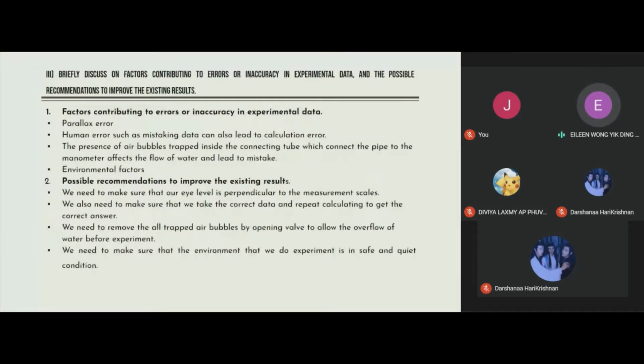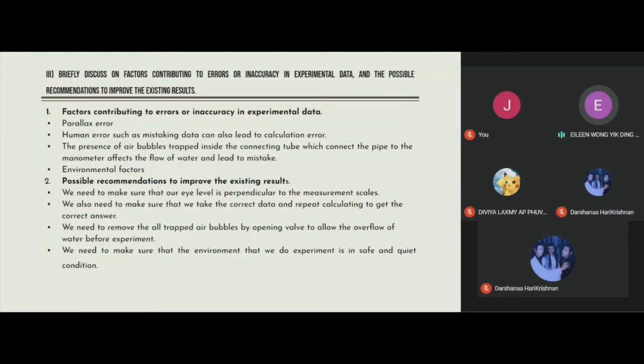Next, the factors contributing to error or inaccuracy in experiment data. The first one is the parallax error. Parallax error will occur when the eyes are not perpendicular to the measurement scales. Human error such as mistaken data can also lead to calculation error. The presence of air bubbles trapped inside the connecting tube which connects the pipe to the manometer will also affect the flow of water and lead to mistakes. The last one is environmental factors, such as vibrations, temperature changes, and electronic noise may influence the accuracy of the measurements.